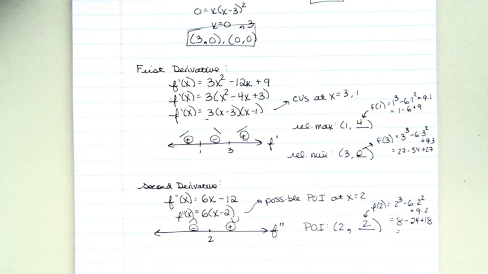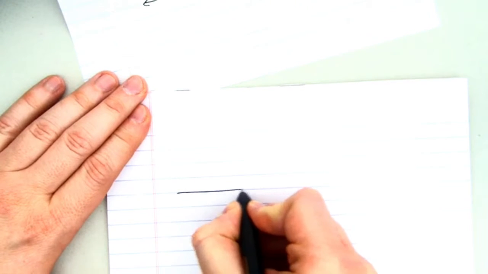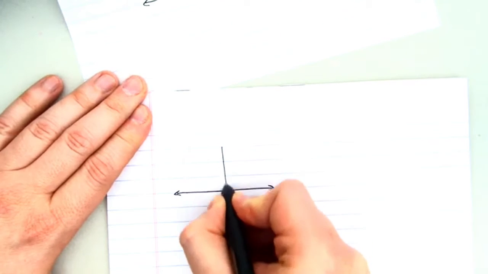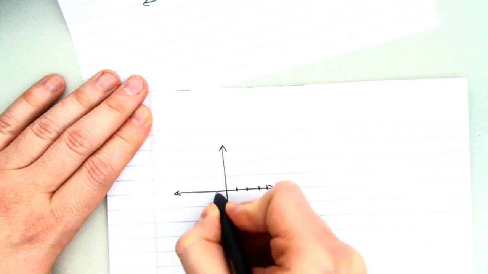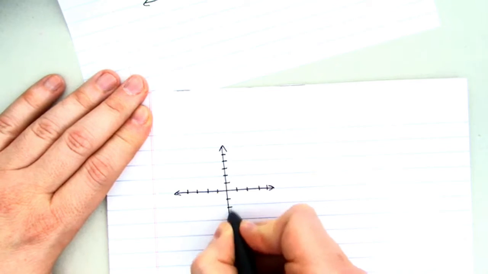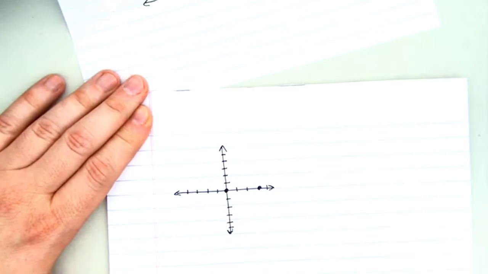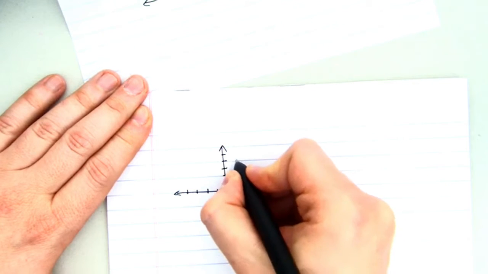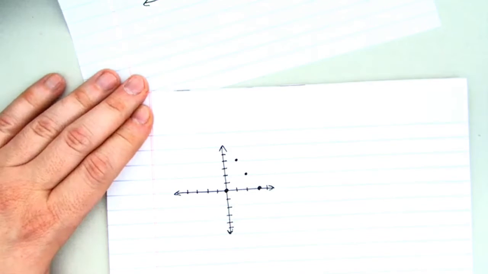Now I need to put all this stuff together and make a graph. And that's what we looked at on that sheet that we just did with the 4 basic shapes. Let's see what we can do here. I'm going to set up some axes. I'm going to fill in the points that I calculated. So for example, I know 3 comma 0 and 0 comma 0 are intercepts. I have a relative max at 1 comma 4, relative min at 3 comma 0, already have that one, and a point of inflection at 2 comma 2.